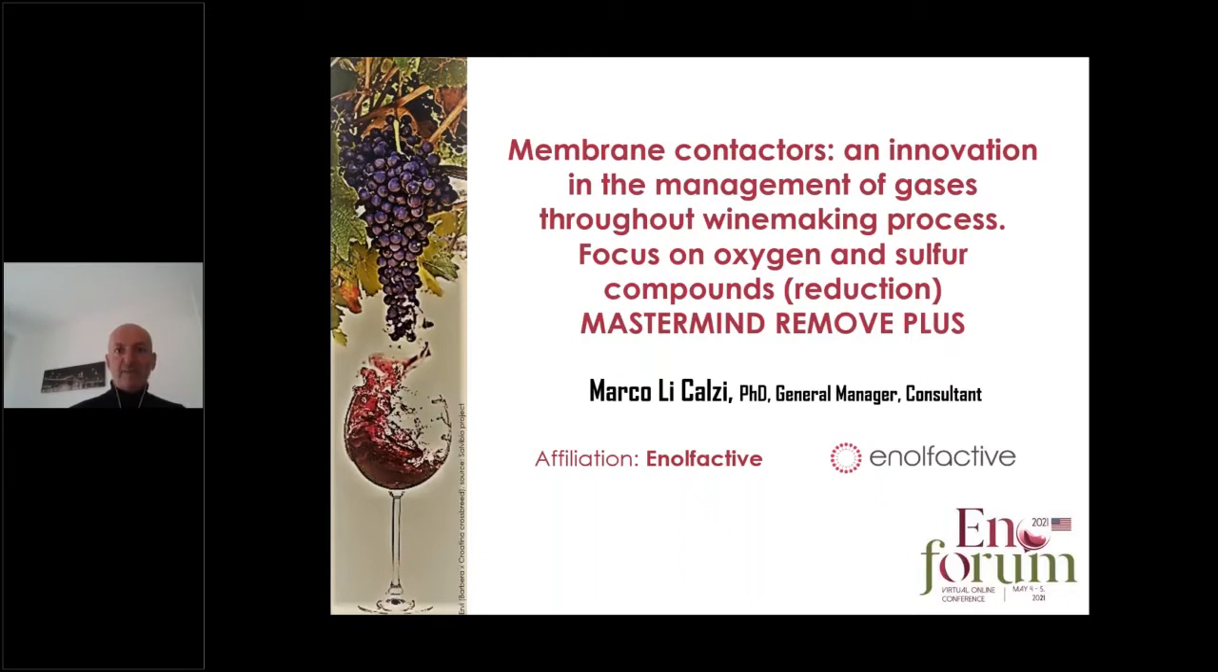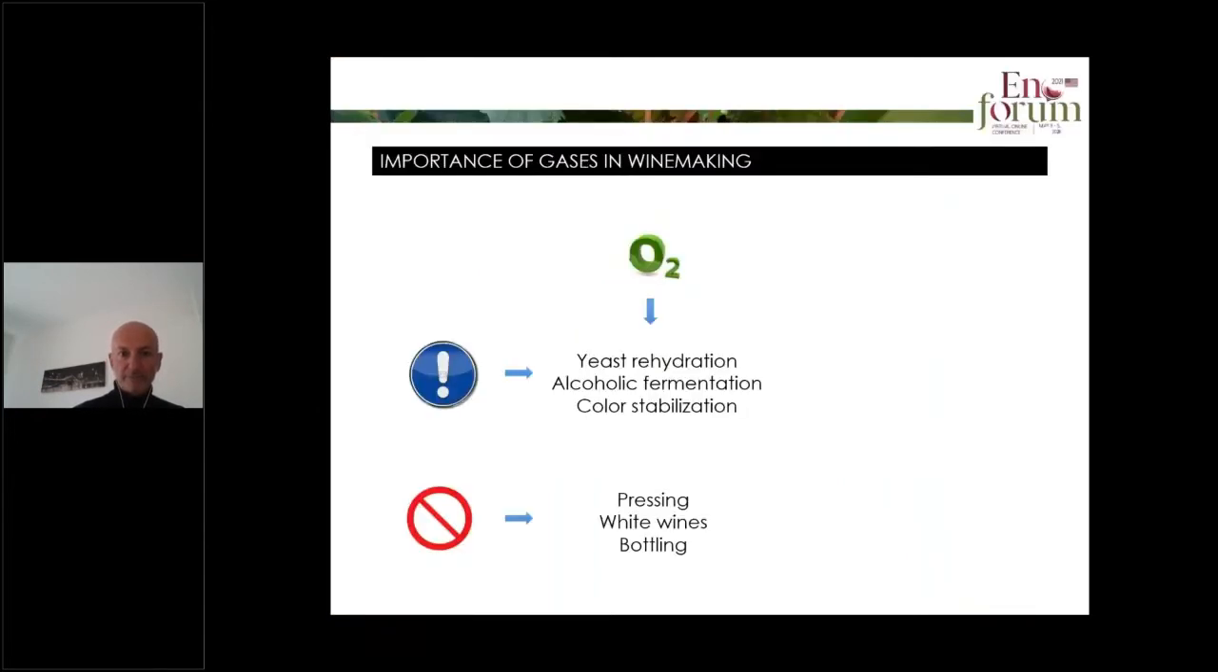Today I'm going to present this innovative machine called Mastermind Remove Plus, MMR Plus. The title of my presentation is Membrane Contactors and Innovation in the Management of Gases Throughout the Winemaking Process, with a focus on oxygen and sulfur compounds reduction, the compounds responsible for the wine fault that we call reduction.